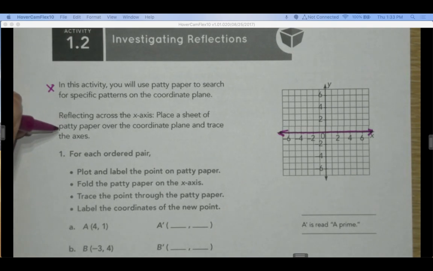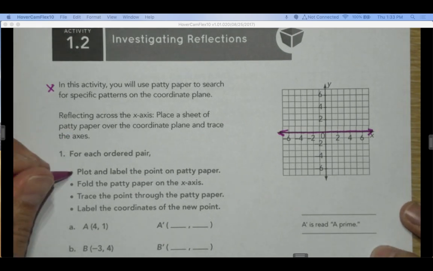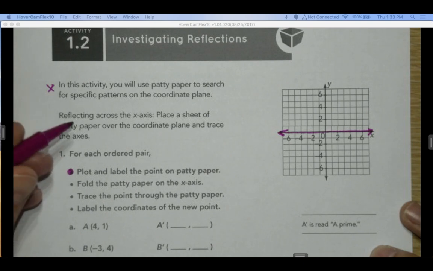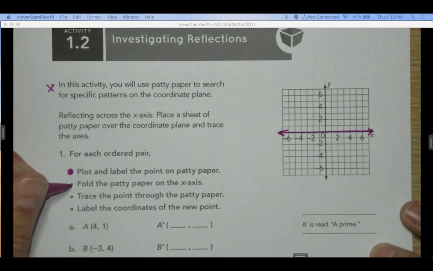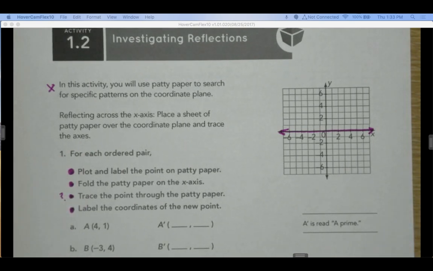Place a sheet of patty paper over the coordinate plane and trace the axes. For each pair, plot and label the point on patty paper. Fold the patty paper on the x-axis. Trace the point through the patty paper. That's the tough one. Label the coordinates of the new point.